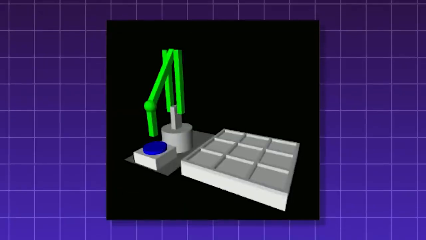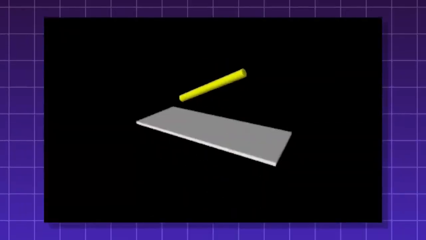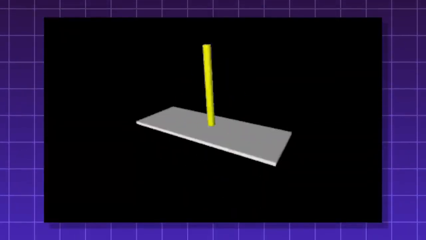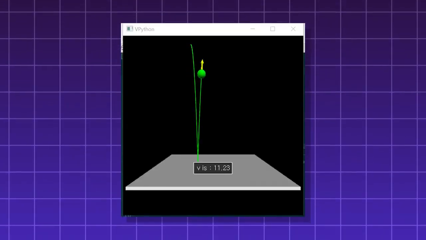Visual Python, also known as VPython, is a library for creating 3D objects. It allows you to create visual displays and 3D graphics and animations with minimal coding experience. It also can be useful for simulating physics.